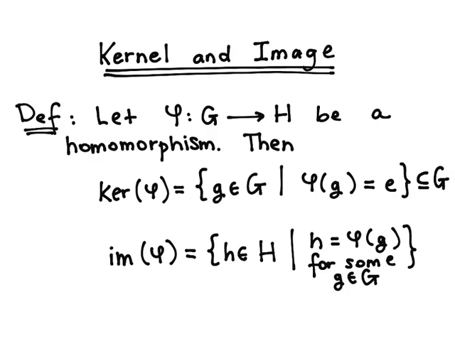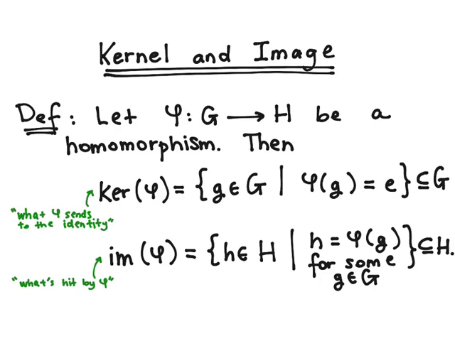The image of phi, on the other hand, is defined as the set of all h in the group capital H that are phi of something. In other words, it's the set of all h in the group capital H such that h is equal to phi of g for some g in the group capital G. Notice that this is a subset of H, in other words, of the codomain of phi.